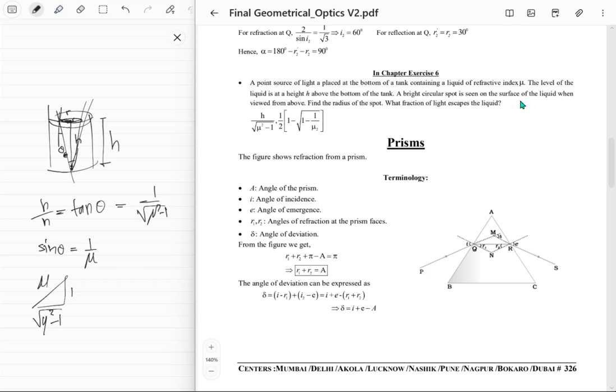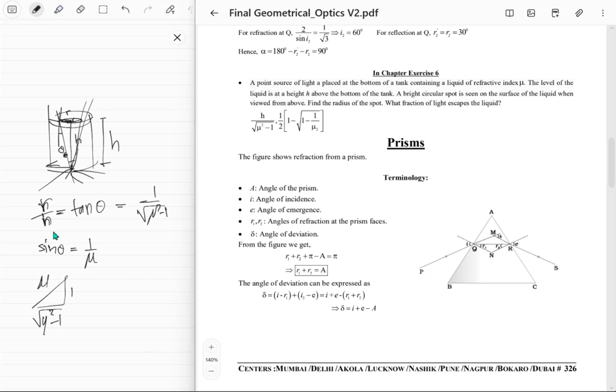Okay, what fraction of the light escapes the liquid? Right. So, oh wait. What about the other part? What about the light it sent off in these kinds of directions? Do we count that for the total amount of light or not? I don't know. What's the answer? Oh, first you want to find the radius, and that's going to be h upon... That's understandable, because r upon h is equal to 1 upon square root of mu squared minus 1. So r is going to be h times that.